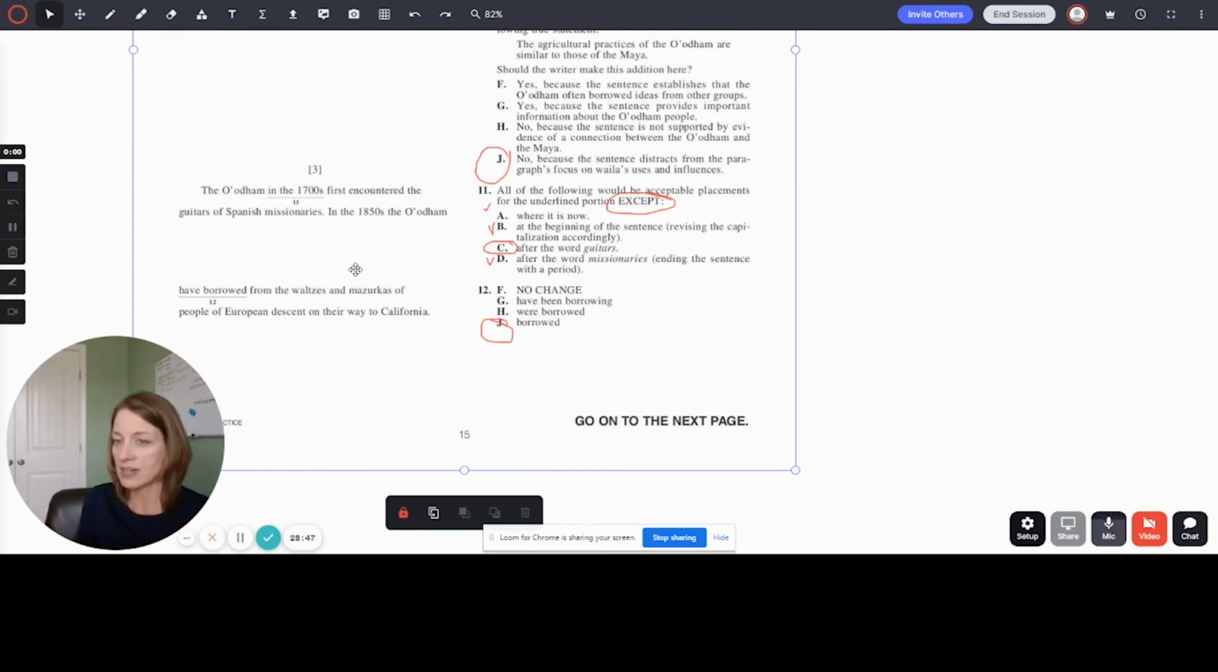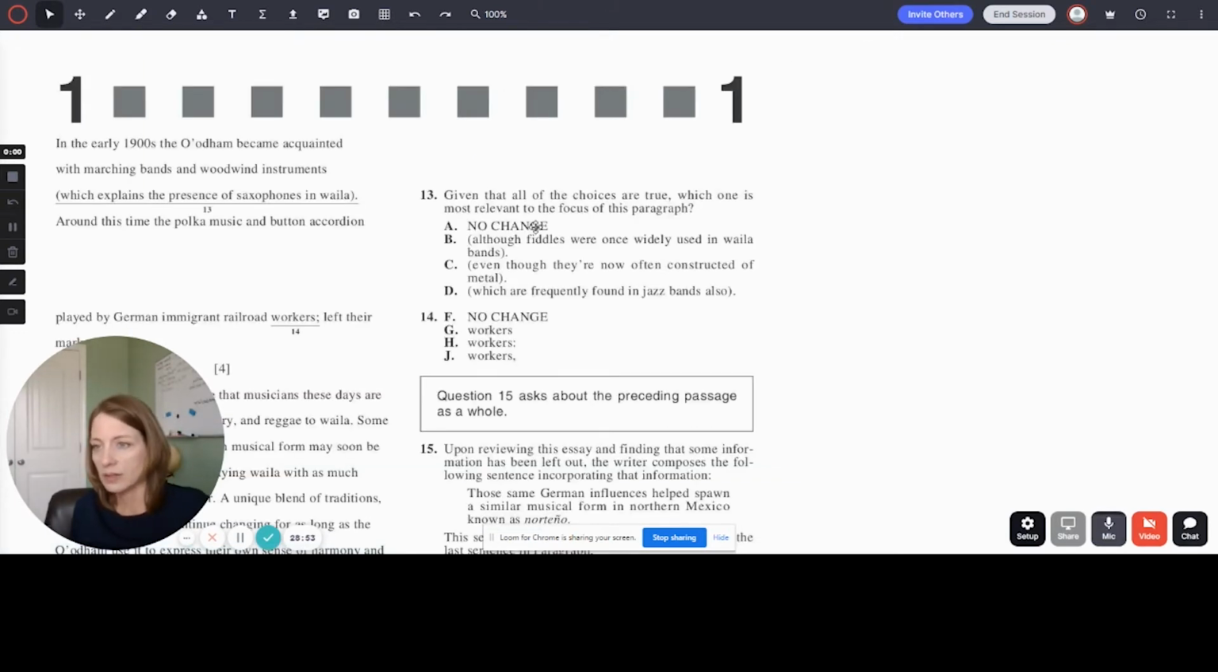Okay, now in the 1850s, they borrowed from, okay, so we're shifting, it's still staying in that timeline. In the 1900s, the Odom became acquainted with marching bands and woodwind instruments. So this is showing like in this time frame, these were influencing them. In this time frame, this was influencing them. And now in the early 1900s, okay, now what's influencing them? They became acquainted with marching bands and woodwind instruments. Okay, which one is the most relevant to the focus of this paragraph? Okay, which explains the presence of saxophones in Wally.